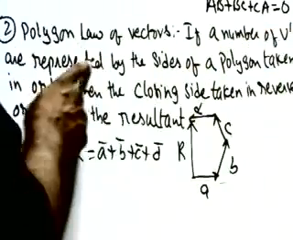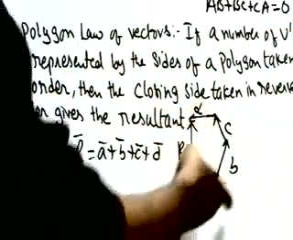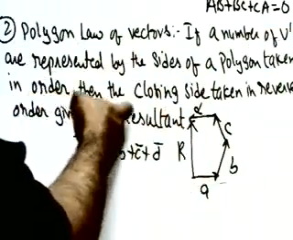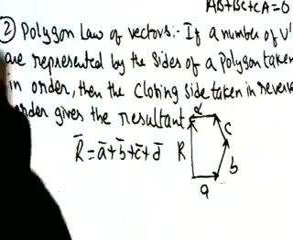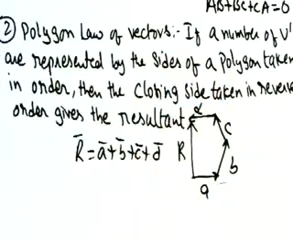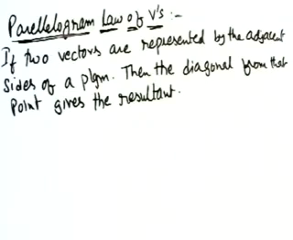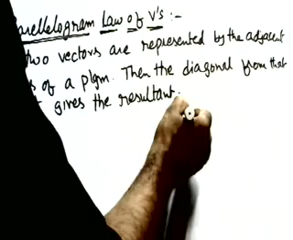If a number of vectors are represented by the sides of a polygon taken in order, then the closing side taken in reversed order gives the resultant. So this is called the polygon law of vectors. One more law is there, called the parallelogram law of vectors.